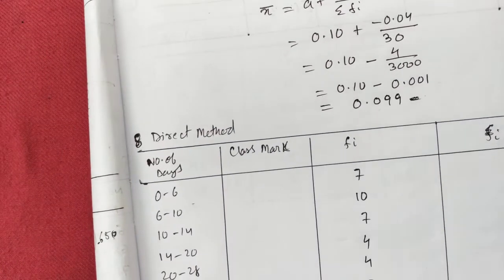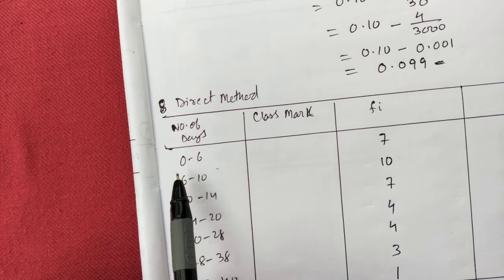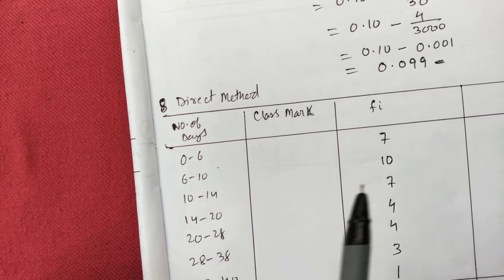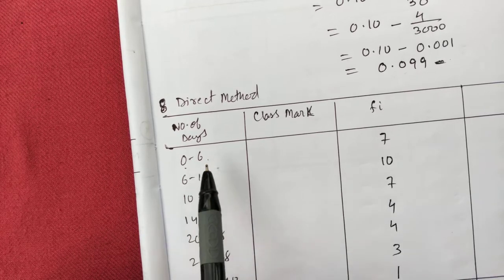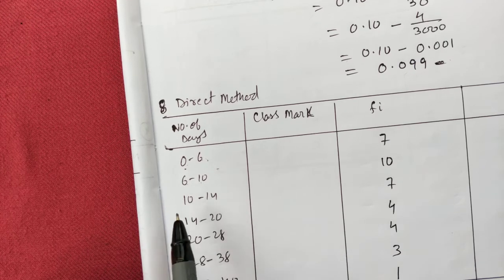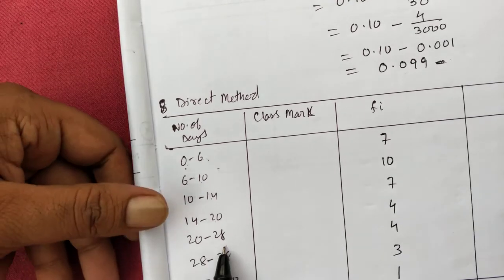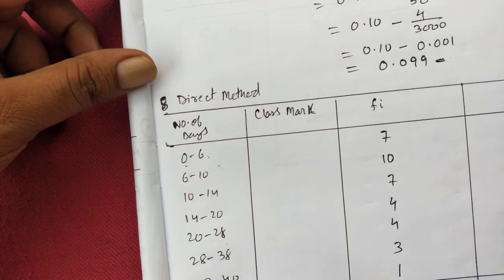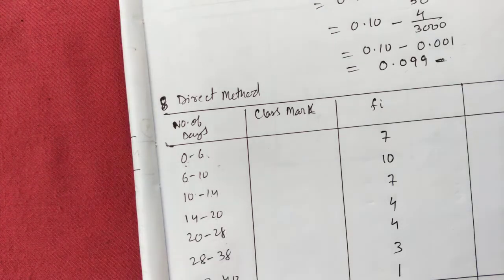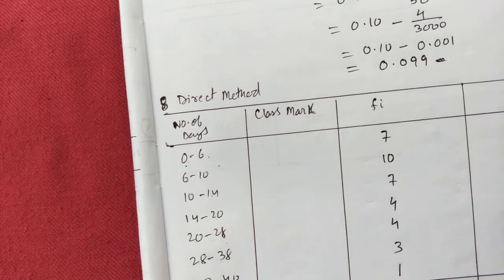Now question number 8. If you see the class size, we're going to find the mean, and the class size is not same. Here the difference is 6, here the difference is 4, here the difference is 4, here the difference is 6. So class size is not same. Here the difference is 8. In every other question the class size is same. Only this question class size is not same. If the class size is not same, we always have to do the direct method.